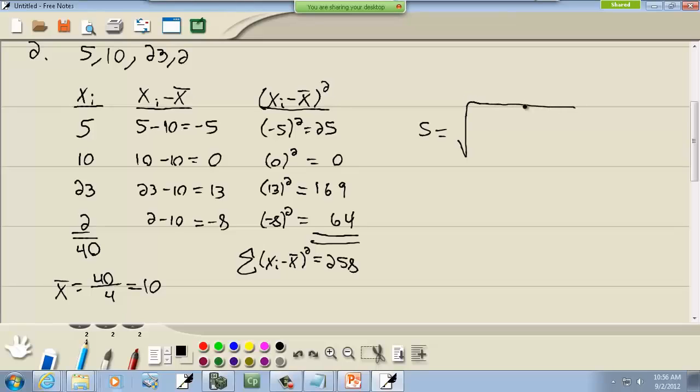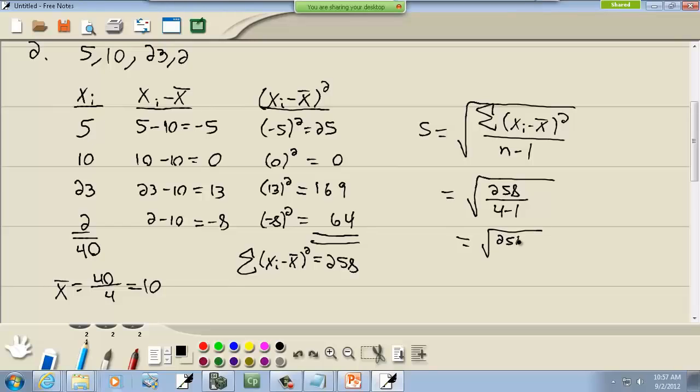So S is equal to the square root of the sum of xi minus x bar squared divided by n minus 1. Well, we just said the top part is 258. Now n is how many data points we have. Well, we have 4, so we have 4 minus 1. So we have 258 divided by 3. That actually goes into it evenly. What's that give us? 258 divided by 3 is 86.